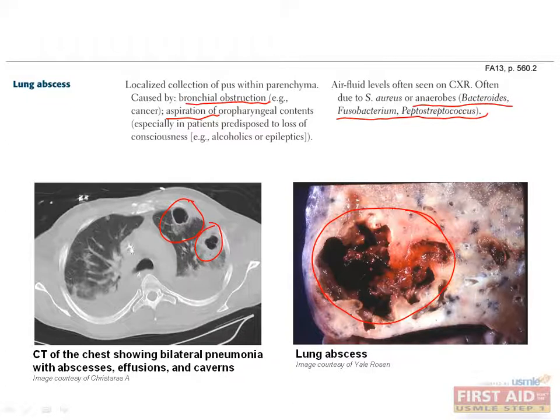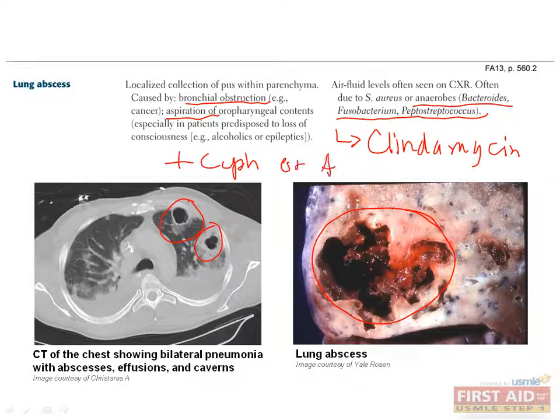So how would you treat this infection? Well, they typically respond to clindamycin. Aerobic bacteria like staph, Strep pyogenes, and Klebsiella can also do this, especially in what setting? That would be a hospitalized patient with aspiration pneumonia. And here, in addition to the clindamycin, you would also add a cephalosporin or ampicillin plus sulbactam.